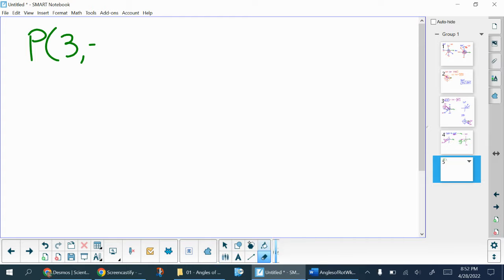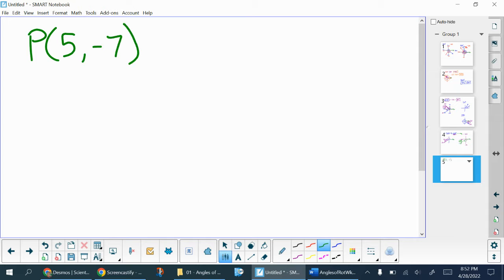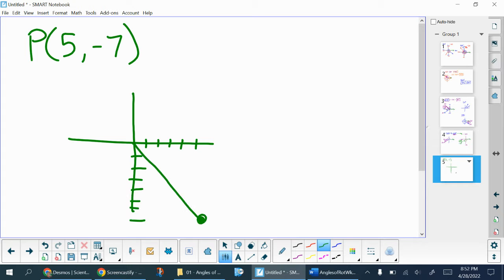So if I get the point 3, negative... Let's do a different one. Let's do something that doesn't come out so nice. We'll go 5 comma negative 7. So on my graph, 5, negative 7 is 1, 2, 3, 4, 5, and then down 1, 2, 3, 4, 5, 6, 7. So right there, there's my angle.